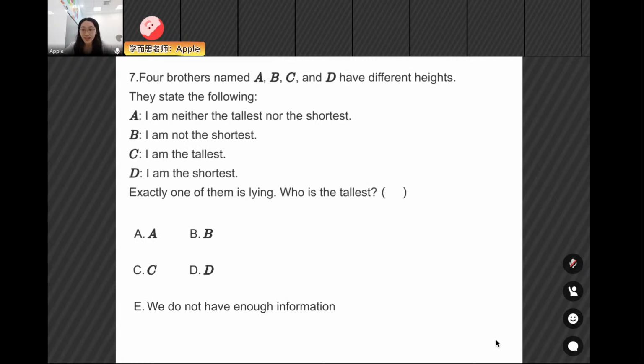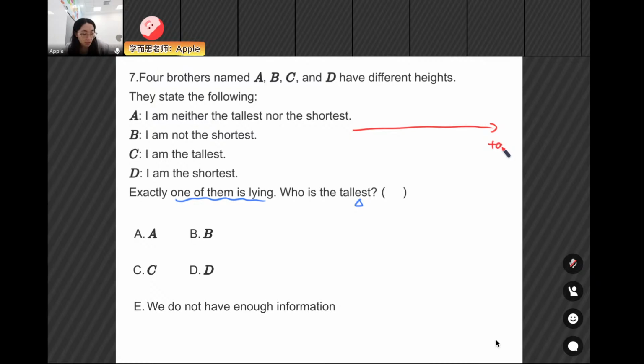Okay, and then for the next one, question 7, this is about logical reasoning. 4 brothers named A, B, C, and D have different heights. They state the following. A said, I am neither the tallest nor the shortest. B, I am not the shortest. C, I'm the tallest. D, I am the shortest. Exactly one of them is lying. Who is the tallest?